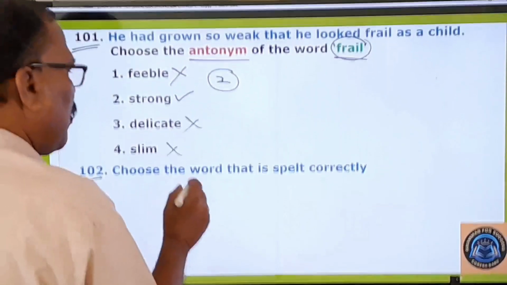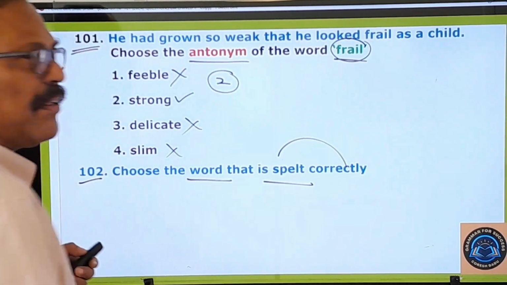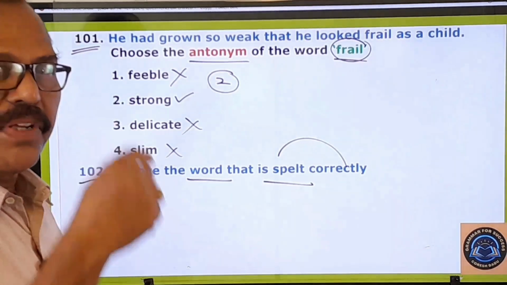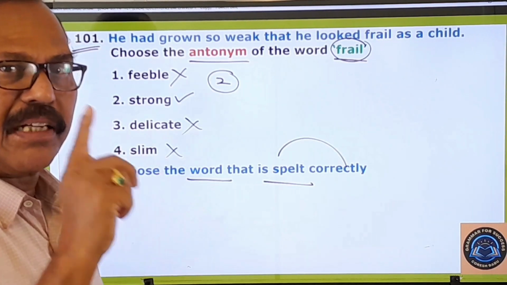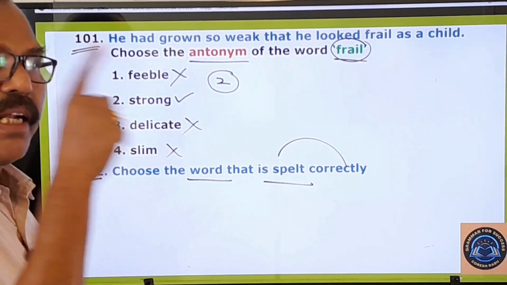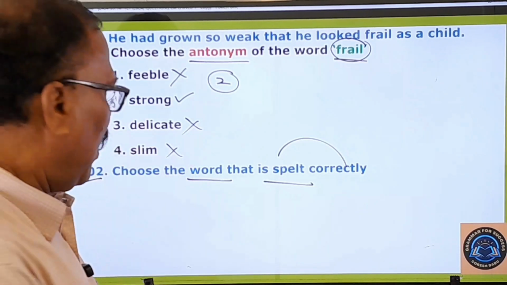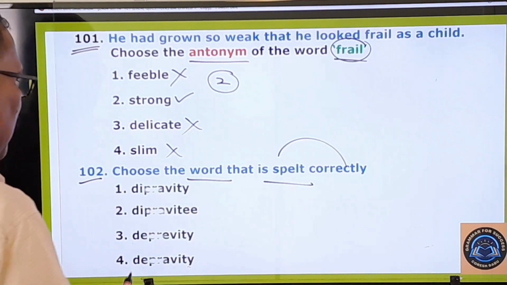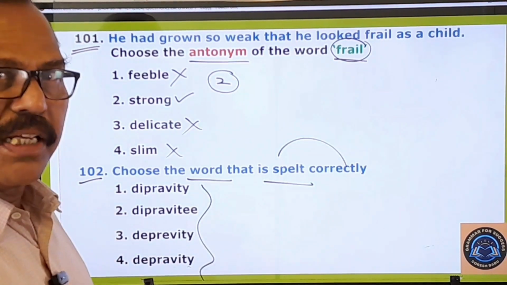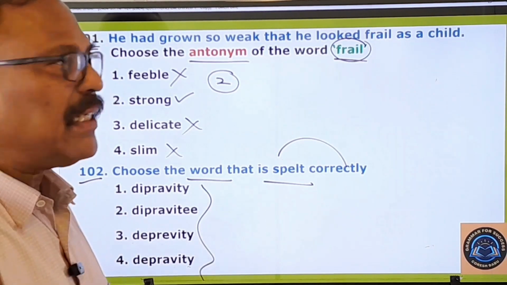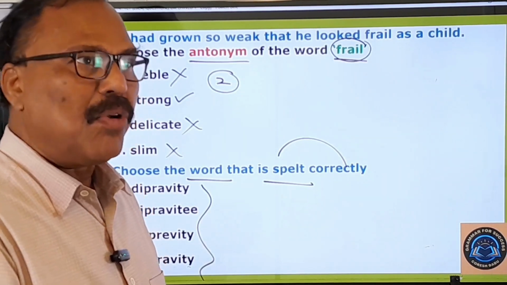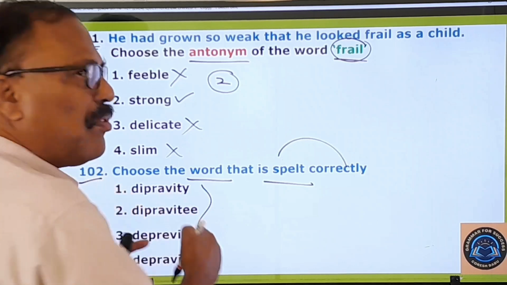102. Choose the word that is spelled correctly. So that means here you are going to be given 4 options, out of which only one word is spelled correctly and all other words are spelled wrongly. So you have to choose that word which is correctly spelled, right. And what are the options given here? Depravity, depravity, depravity. So after you look at these options, you understand that it is all about the word depravity.